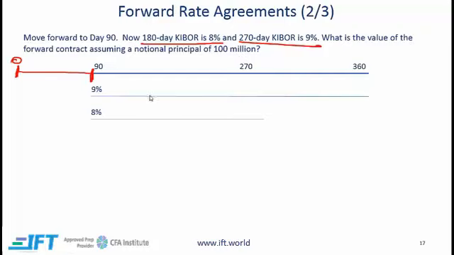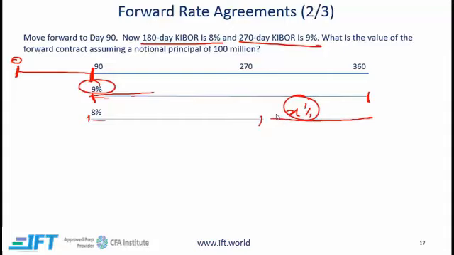All right, so we are told that 270-day CIBOR is 9%. So we are at day 90. So this is the 270-day CIBOR, 9%. We are also given the 180-day CIBOR, that is 8%. So the question is, what is this 90-day rate given the new interest rates?